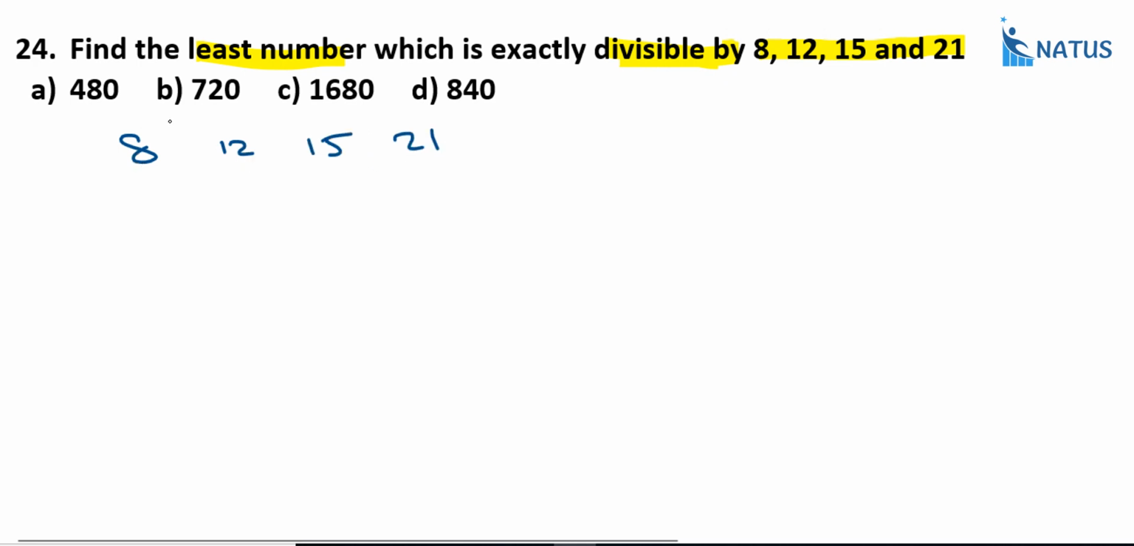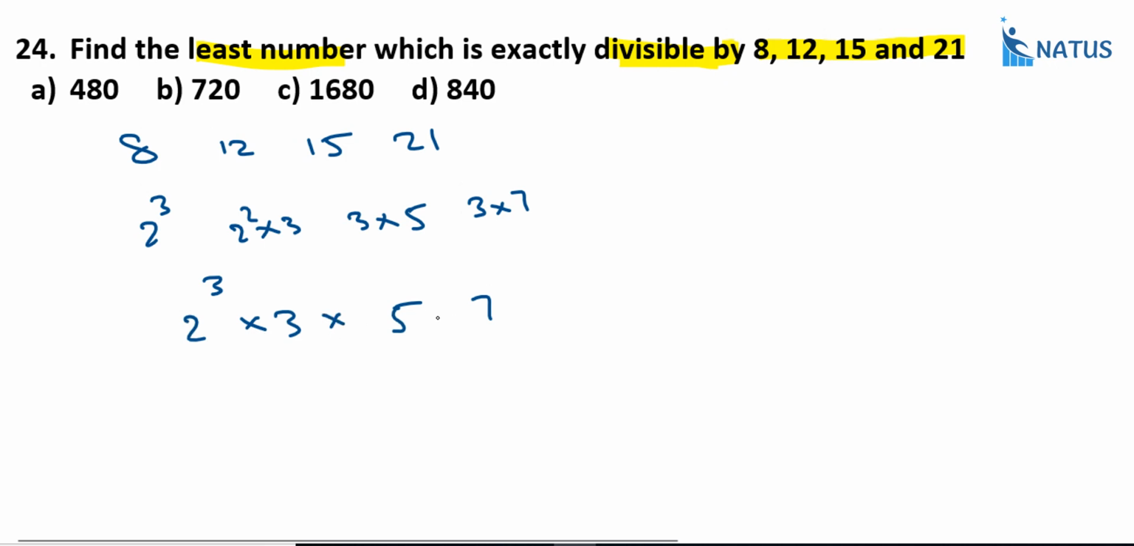Now, my favorite method: you convert these numbers into products of prime factors. That is 2 cube, 2 square into 3, 3 into 5, and 3 into 7. Now what are the bases? 2, 3, 5 and 7. Here we find the highest power of each. What is the highest power of 2? 3. Highest power of 3, 1. Highest power of 5, 1. Highest power of 7, 1.